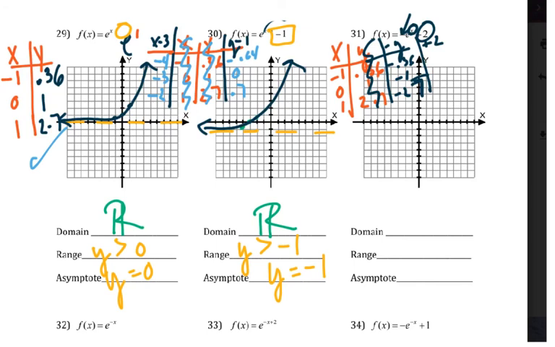So -0.36 plus 2 is 1.64. -1 plus 2 is 1. -2.7 plus 2 is 0.7. So I don't need these y values. I took the original, I multiplied times the negative, and I added 2.